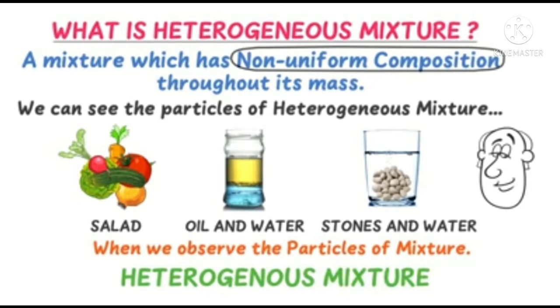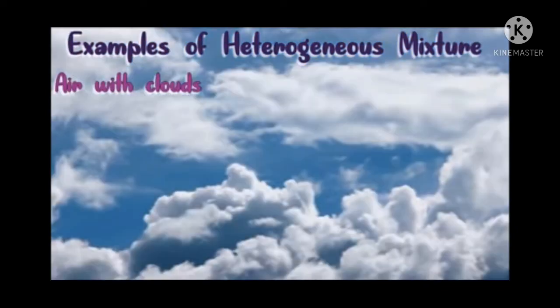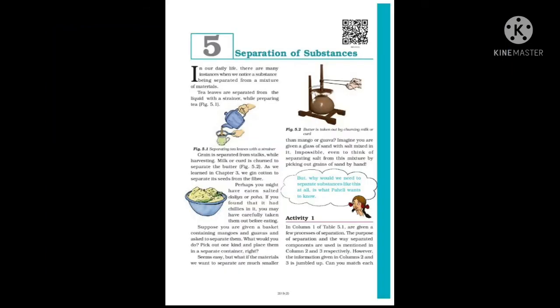We can see the particles of heterogeneous mixture in the examples like salad, oil and water, stones and water. We can see different vegetables. We can see oil in the water and we can see stones in the water clearly. In nature, beach sand, air with clouds. These are visible. So, now we can differentiate between homogeneous and heterogeneous mixture as homogeneous have uniform composition whereas heterogeneous have non-uniform composition. And also we can see the boundary of separation in heterogeneous but in homogeneous we cannot see the boundary of separation at all.